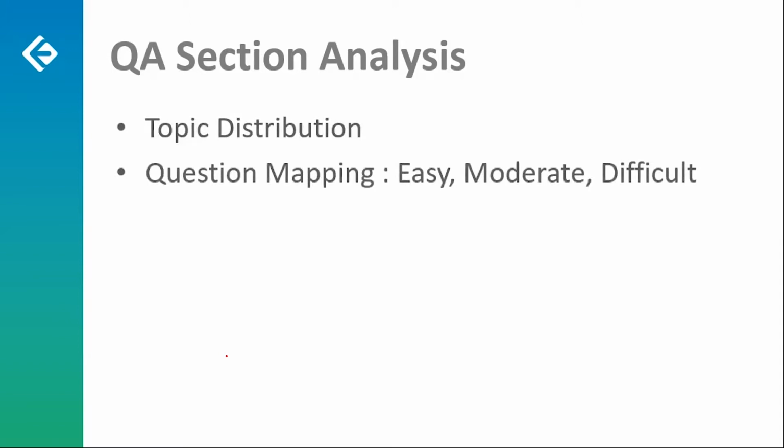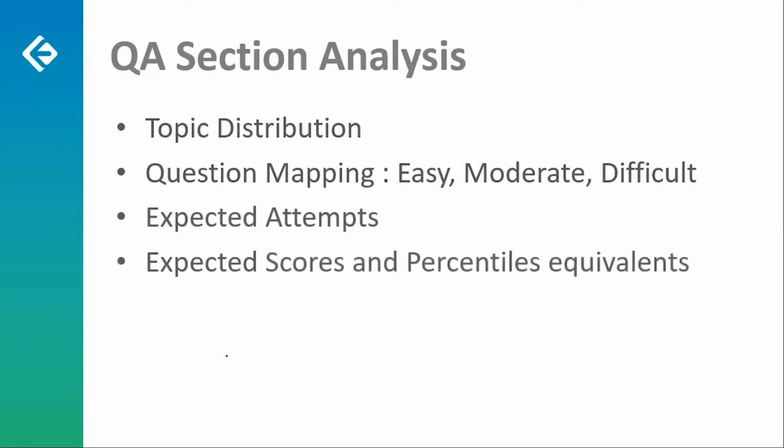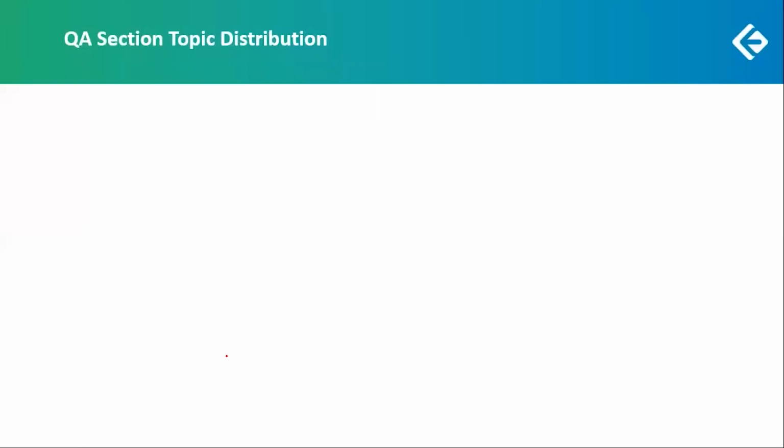This is where we try to classify every question into one of three major difficulty levels, that being easy, moderate, or difficult. Based on our understanding of difficulty level, we will try to arrive at expected attempts, and finally we'll discuss expected scores versus percentile equivalence. So let's begin with topic distribution.